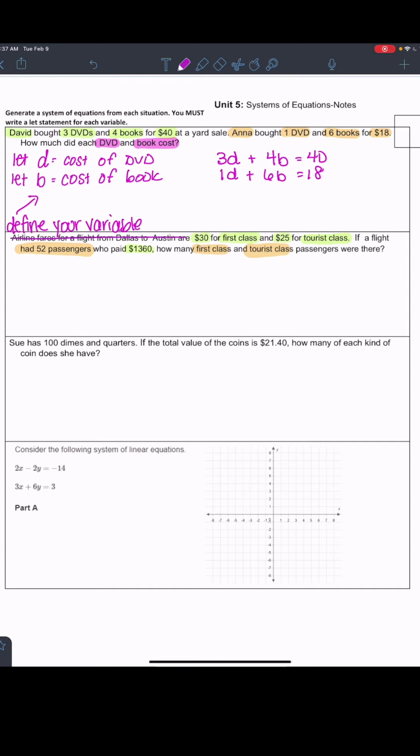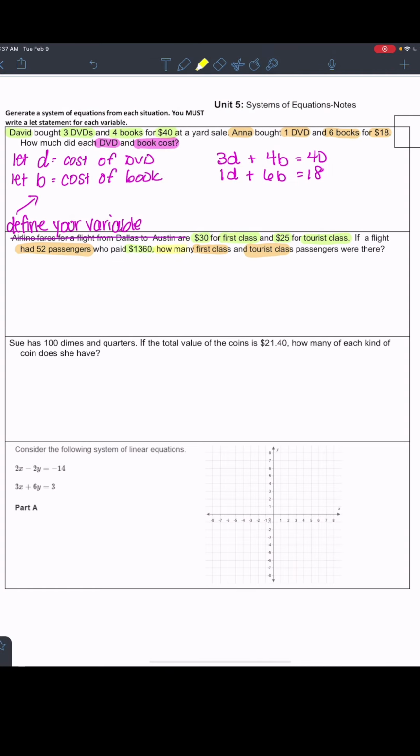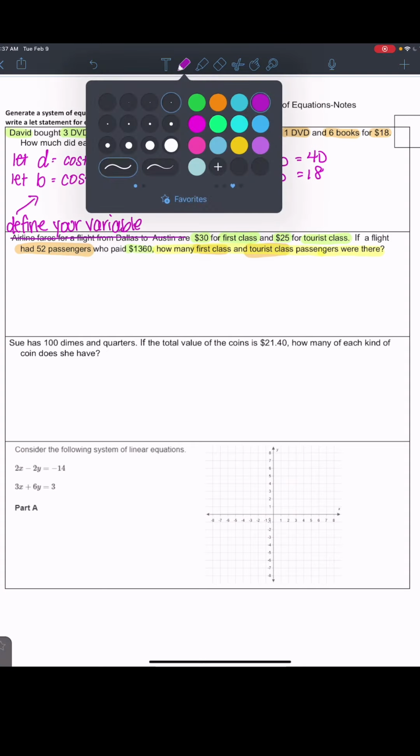Okay. So now what I need to determine is, what are my variables? What am I looking for? Ladies and gentlemen, that really helps if you go down to where the question is. I'm looking for how many first class passengers and how many tourist class. So I'm going to put F equal first class, and then T equals tourist.